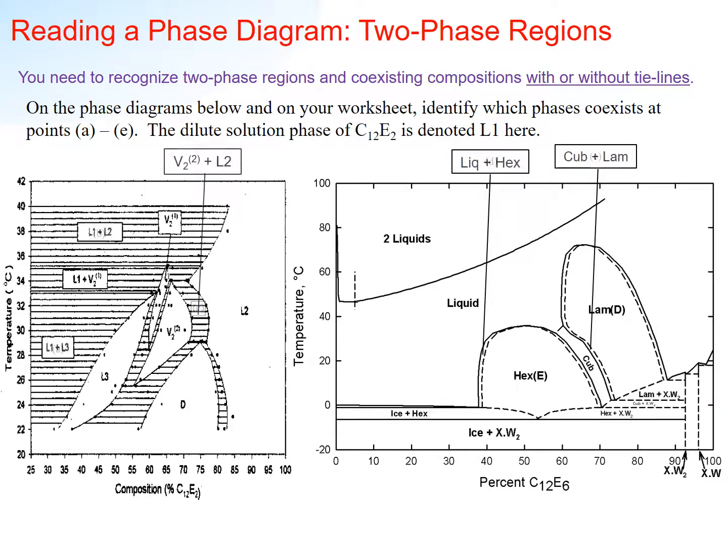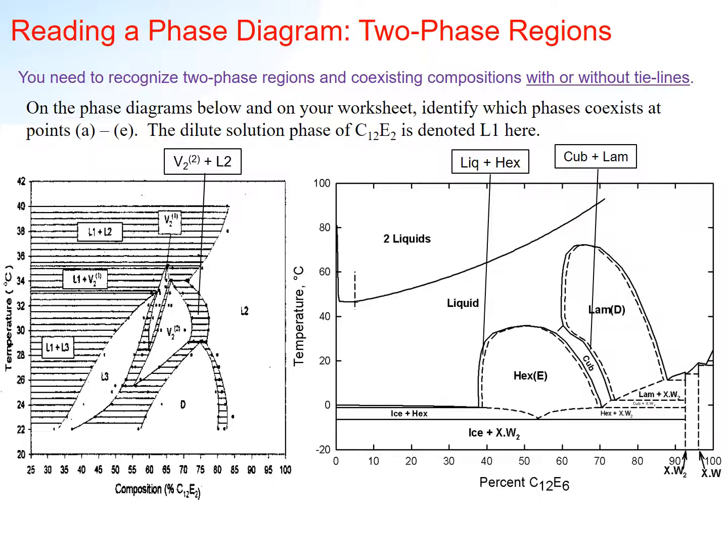So here are the phases that coexist. For A, L3 coexists with the dilute L1 phase. For B, L2 coexists with the L1 dilute phase, so again a liquid-liquid coexistence. For point C, this cubic phase, V2, coexists with a concentrated liquid phase, a liquid isotropic phase, as shown by these tie lines between V2 and L2.